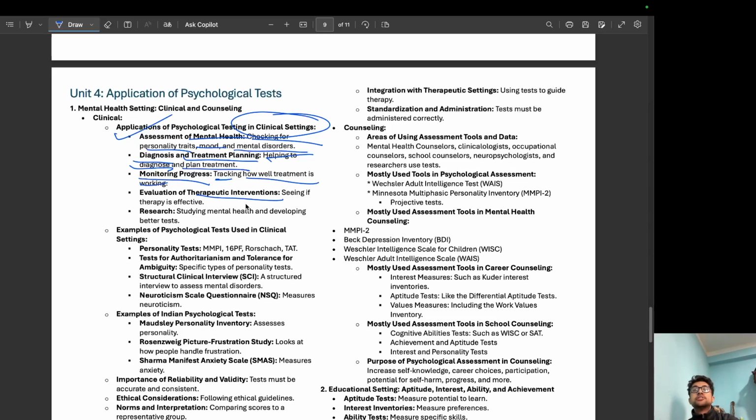And then we went into educational. In educational, what are we interested in? We are interested in aptitude, interest, ability, achievement, and we have tests to measure that. Similarly in organizational settings, we have employee selection, development, placement. We are interested in such aspects, and we have different kinds of tests specific to organizational settings which you need to remember.